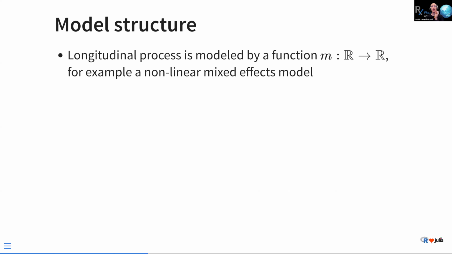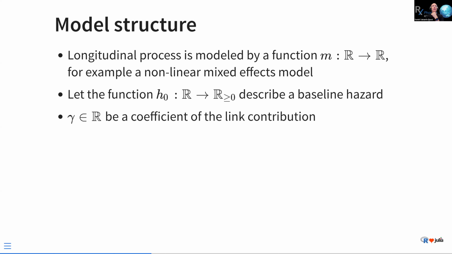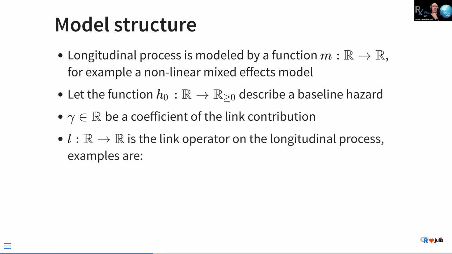Very quickly, not in much detail, what is the model structure of a joint model? Again, you have a longitudinal process. Here, let's say you have a single outcome. That could be a typical nonlinear mixed effects model, for example. Then you have a baseline hazard describing, let's say, the underlying survival of your patients. Then we have a link coefficient, which is just a real parameter gamma here. And then we have this link operator on the longitudinal process. Basically that defines the kind of summary that we take from the longitudinal process to impact the hazard.